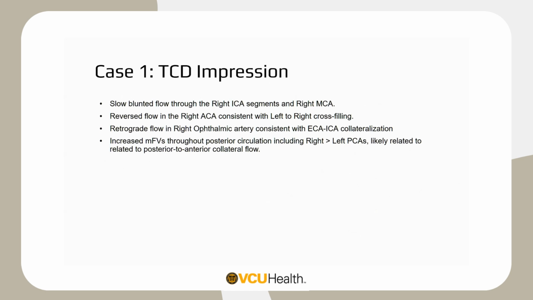He's got retrograde flow on the right ophthalmic, so it's showing ECA to ICA collateralization. And then we also see evidence of posterior to anterior PCOM flow because of the elevated velocities throughout the posterior circulation, especially in the right PCA compared to the left PCA. So all of that supporting, he's got multiple channels of collateral flow, helping him supply that right hemisphere. We monitored this patient in the ICU for 24 hours. His exam continued to be stable, and he was able to transfer to the floor and continue his stroke workup.